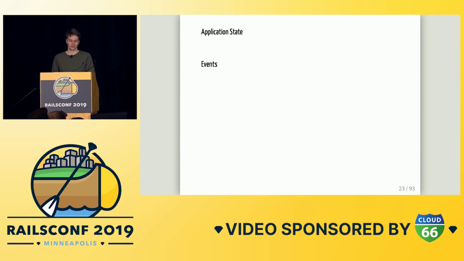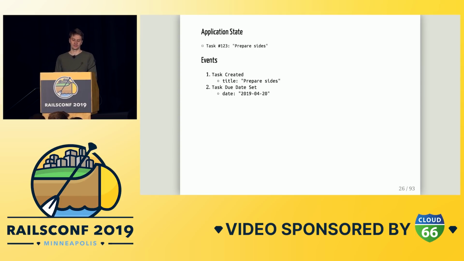Let me illustrate that. We have the application state at the top and events at the bottom. Our user goes into our task management application and creates a new task. When that happens, we create a new event, task created, with the title "prepare sites". We then apply that event to the application state, so we just create a new task with the title "prepare sites". Now the user goes back to the UI, clicks on the calendar icon, and sets a due date to April 20th. We store that event in a database, and then we apply that event to the application state.